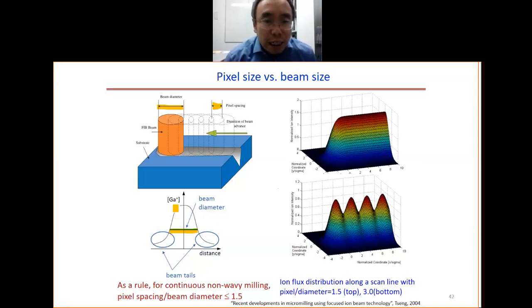So you can see here that normally the spacing cannot be too big. The rule is that the pixel spacing over beam diameter should be less than 1.5. For example, when the pixel spacing over beam diameter is 1.5, you get smooth milling. When it is equal to 3, when the pixel spacing is 3 times the beam diameter, you get this wavy milling, so not a smooth line.